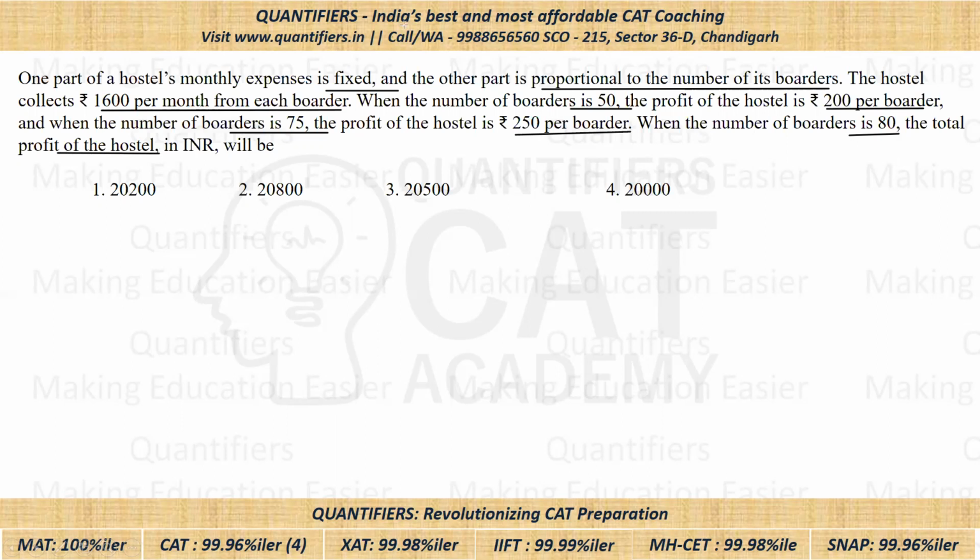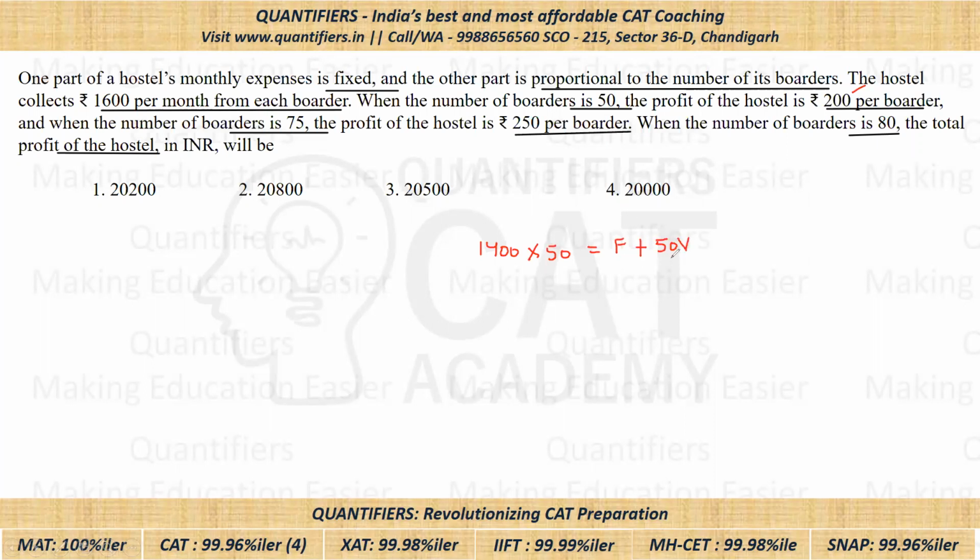So first of all, students, they are collecting 1600 from every boarder. And in the first case, profit is 200 per boarder. So can I say cost would be 1400 per boarder? This is the cost per boarder when the number of boarders is 50. So this would be the total cost of 50 boarders, which will be fixed plus variable. I'm taking fixed as F and variable as V. So for variable, we'll get 50 times V, right? Because variable is dependent on the number of boarders, which is 50 in the first case.